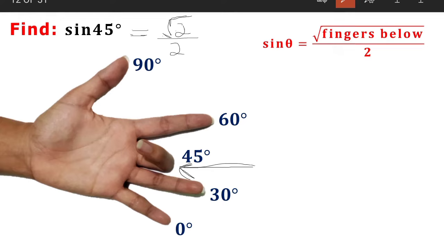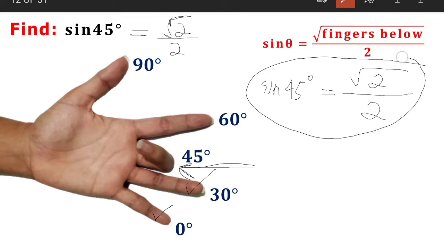And then, let us now compute sine 45 degrees equals the square root of the fingers below the 45 degrees. How many fingers below the middle finger or the 45 degrees? Let's count. 1, 2. So we will write here 2. So we have square root of 2 and then copy 2. Therefore, sine 45 degrees is really square root of 2 all over 2. So we get the same answer. We can really use this hand trick to get the trigonometric ratio or trigonometric value easier and faster.